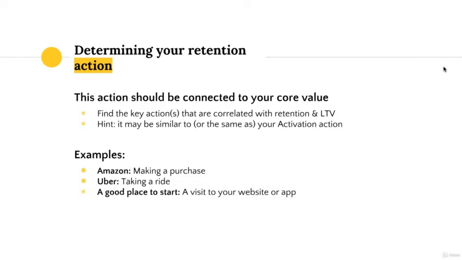To determine your retention action, you need to find an action that's connected to your core value. These are actions that are correlated with retention and LTV. It actually is probably going to be very similar or maybe the same as your activation action. Some examples are Amazon, making a purchase. They're probably looking to see if people are making purchases month over month. Uber, taking a ride. If you haven't taken a ride in a long time, they're probably going to consider you as a churned user. But a very good place to start is simply a visit to your website or app.